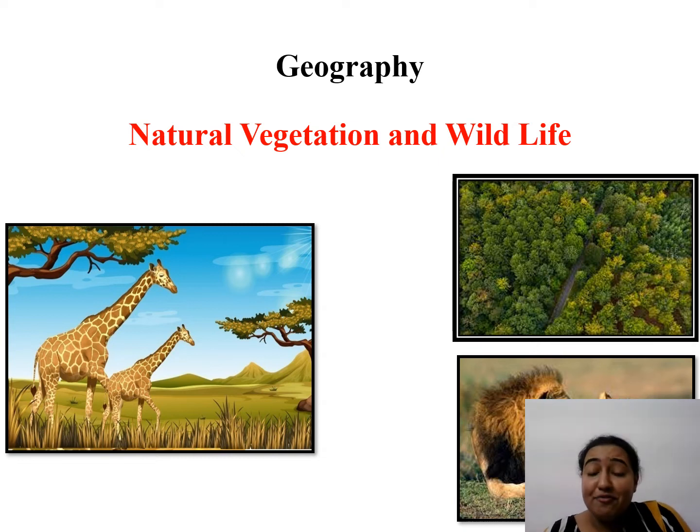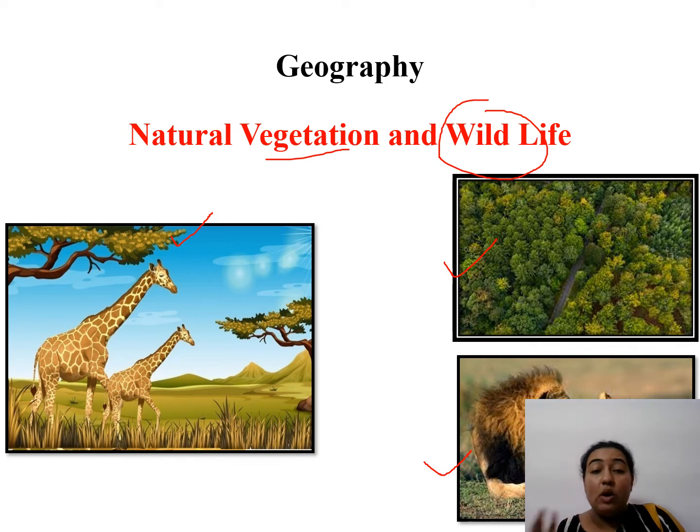Now, I have pasted a few images on this slide for you students. We can see that there are giraffes. We can see that there are dense forest and bushes. We can see that there are lions. So altogether, in this image we have animals, that is known as wildlife. We also have plants, bushes, thick dense forest. So we can collectively name it as vegetation. Today our topic will be all about natural vegetation, which is naturally occurring, and wildlife.